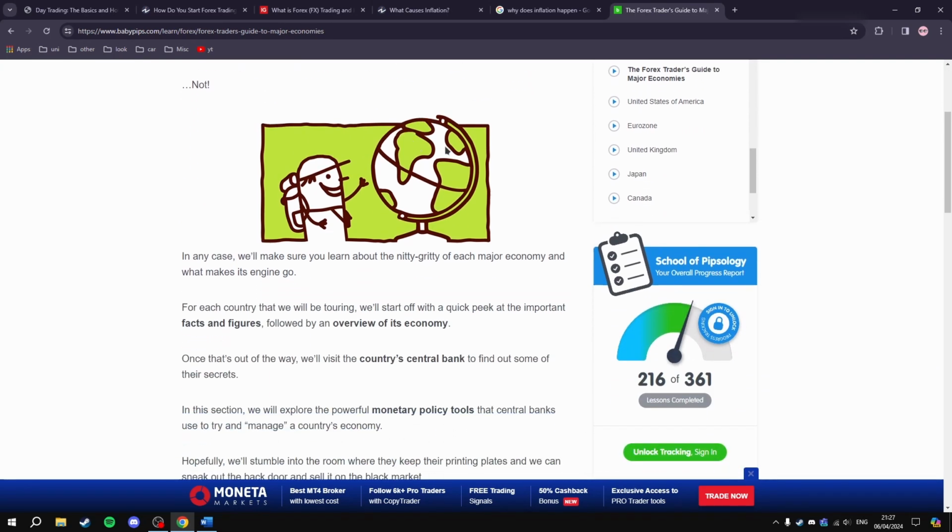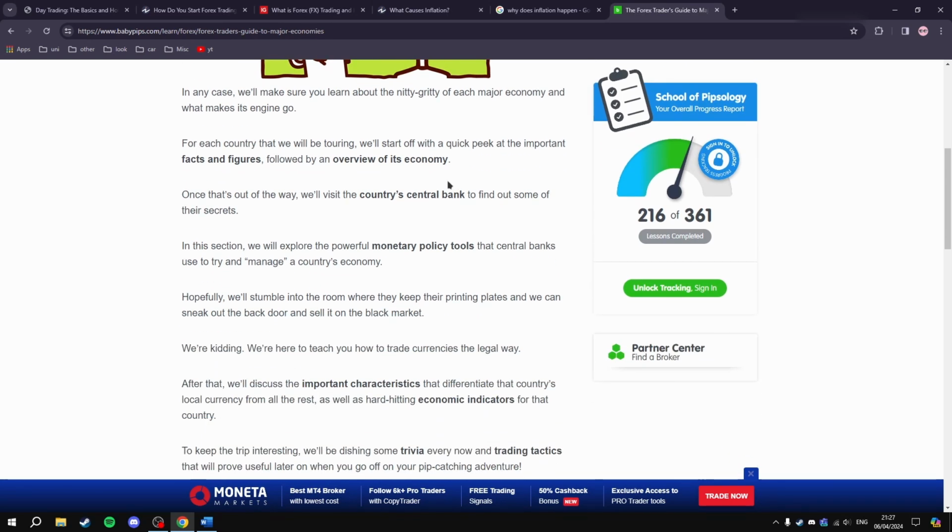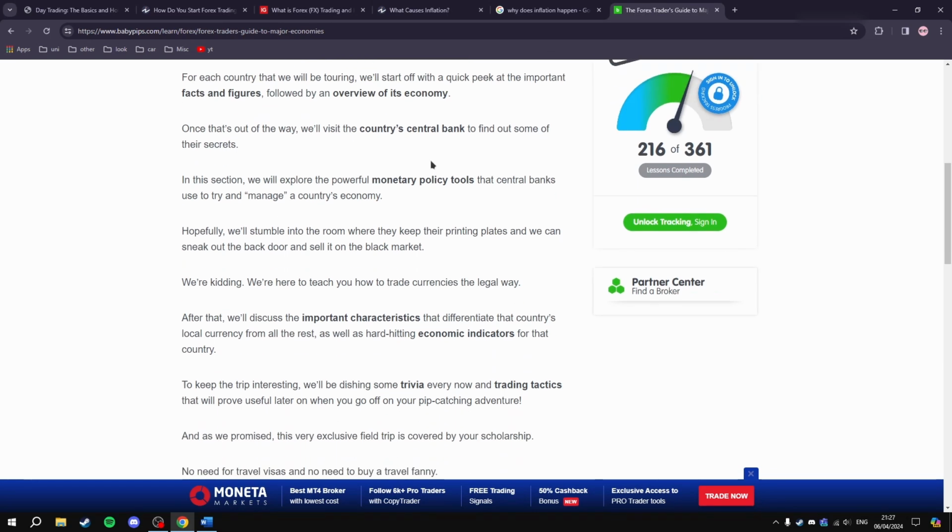Not. In any case, we'll make sure you learn about the nitty-gritty of each major economy and what makes its engine go. For each country that we'll be touring, we'll start off with a quick peek at the important facts and figures, followed by an overview of its economy. Once that's out of the way, we'll visit the country's central bank to find out some of their secrets. In this section, we will explore the powerful monetary policy tools that central banks use to try and manage a country's economy. Hopefully we'll stumble into the room where they keep their printing plates and we can sneak out the back door and sell it on the black market. We're kidding, we're here to teach you how to trade currencies the legal way.